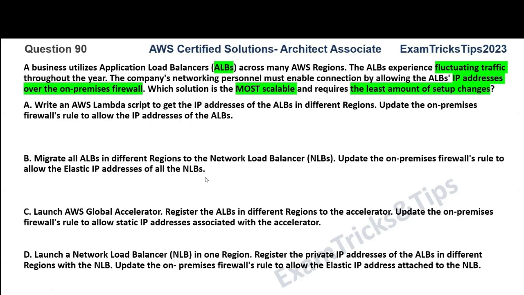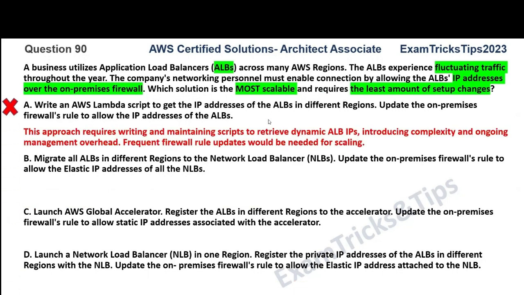Let's see what options we have, which options are incorrect, and what that leaves in terms of the correct option. Option one is around a Lambda script. Let's write a Lambda script to get IP addresses of ALBs in different regions and update the on-premises firewall rules to allow the IP addresses of the LBs. Now, this means you'll have to write the scripts, and this means manual intervention and a lot of setup changes. So this is going to be very heavy in terms of complexity as well as management and operational overhead. So this is not a correct answer according to me, so we rule that out.